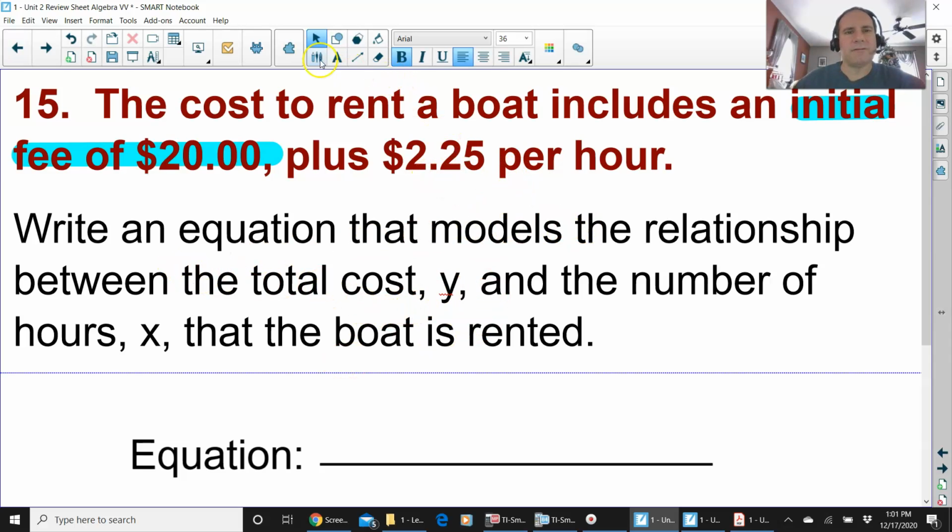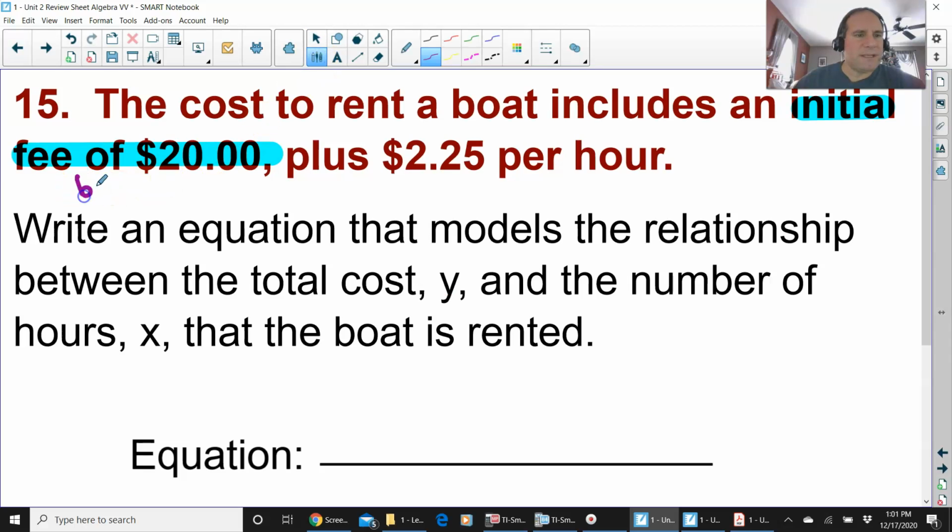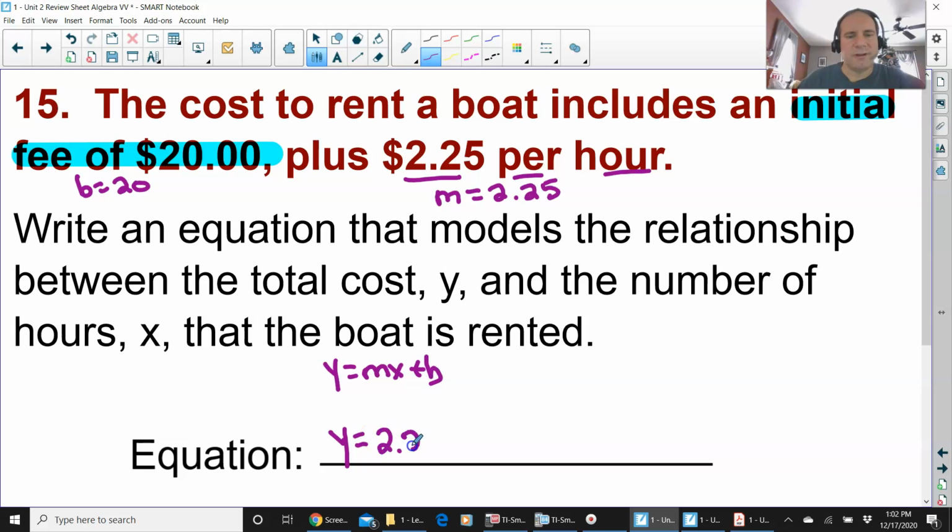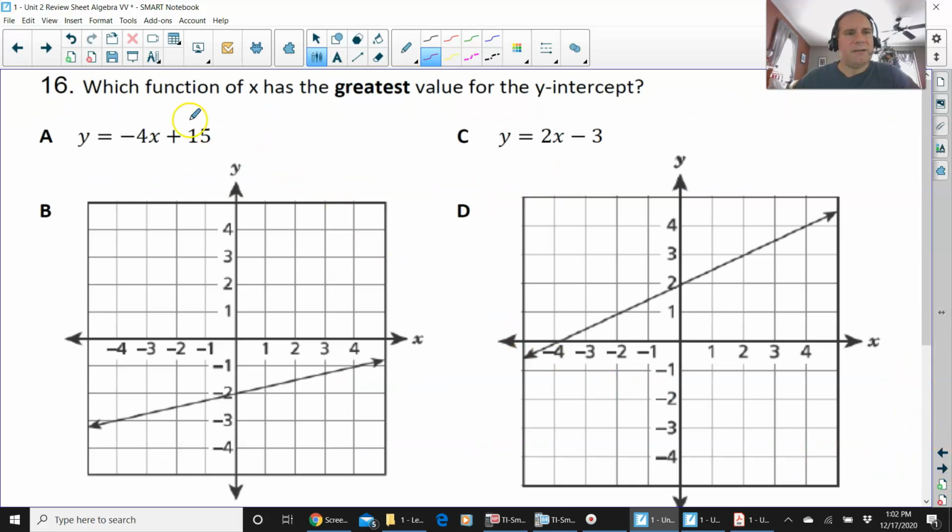All right, so initial fee of $20 plus that $2.25 per hour. Write an equation that models, okay. So initial fee is b, so that b is 20. Per hour, that is the slope, the rate that you're paying. So y equals mx plus b. We're just going to have to substitute those numbers in. You get 2.25x. The coefficient before the x is the slope, the rate, plus the $20. And that is it.